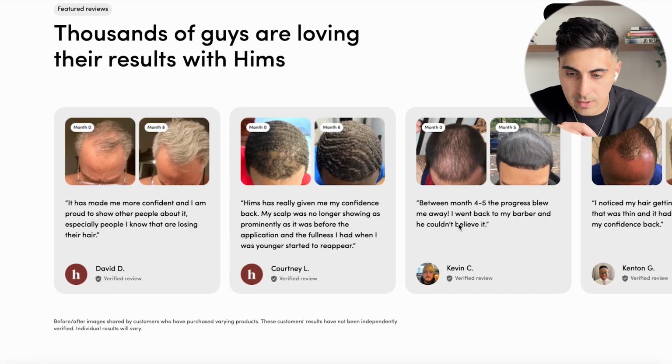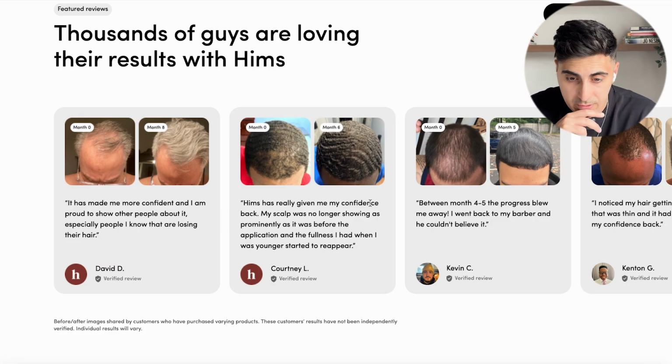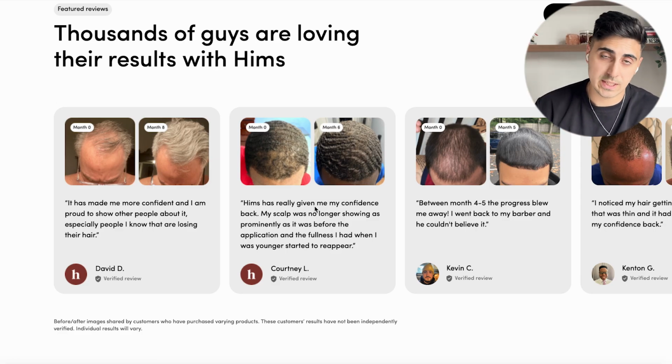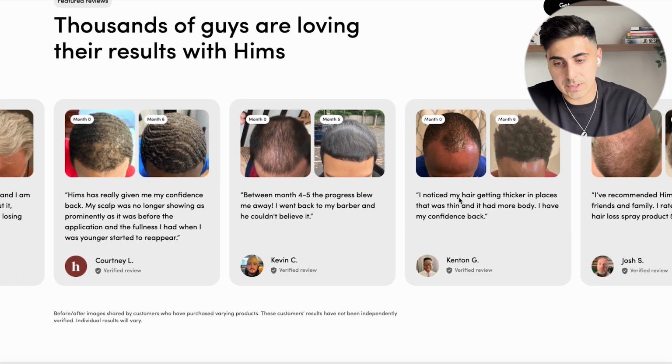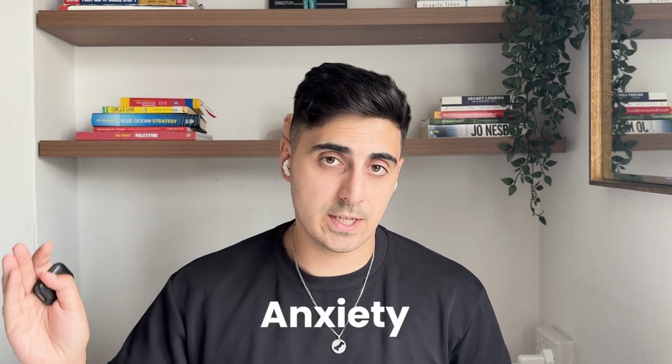Between month 4 and 5, the progress blew me away, right? Again, backs up the 3 to 6 month claim we saw in the header. Hims is giving me the confidence back. Again, backs up the outcome that someone's looking to get. More confidence. Again, I've noticed my hair getting thicker in places that was thin and it had more body. Again, the desired outcome that's being claimed in that first section. Going back to that formula, you've got motivation, you've got value proposition, you've got incentive, friction, anxiety. Trying to reduce the second half of the formula increases the first half. Maximize that dopamine of like, hey, I can look like my younger self. Minimize the cortisol, like, I'm gonna have to take these pills, spray on my hair, etc.